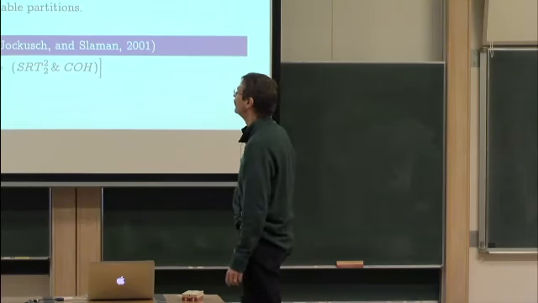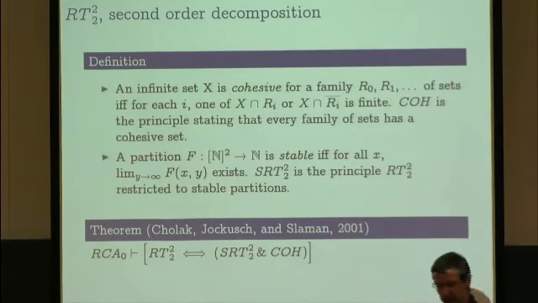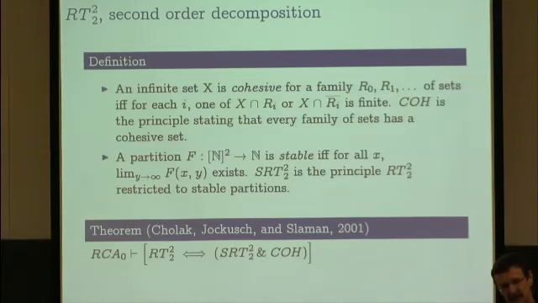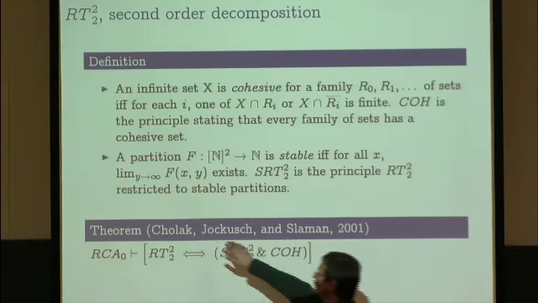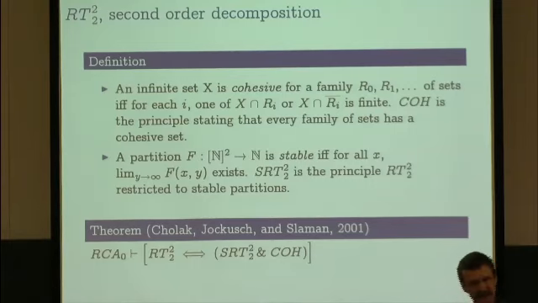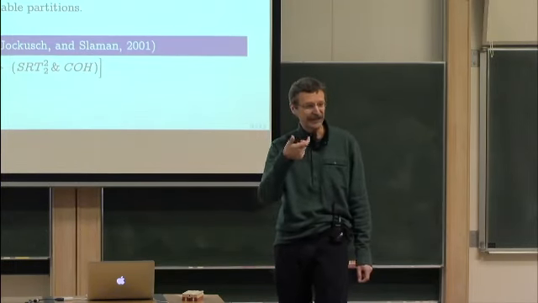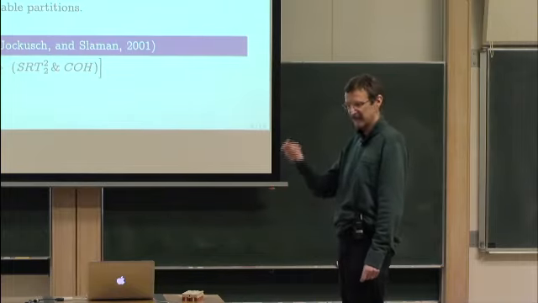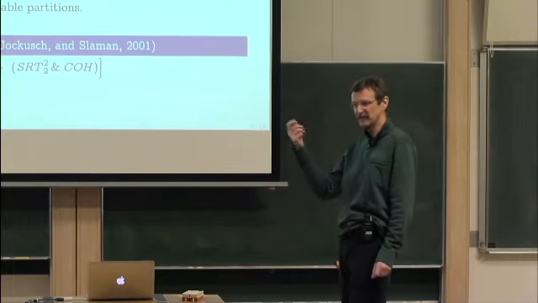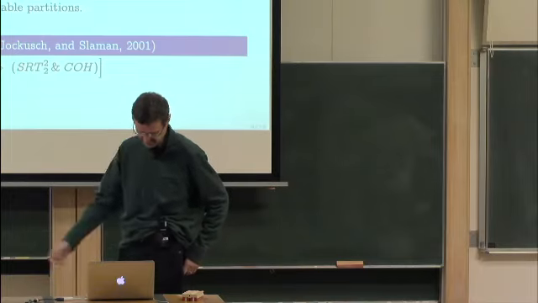Easy enough to show. Okay, a partition. A partition is stable if for every X, the partition eventually settles on where the pairs that start with X lie. So if I think of the partition as a coloring of edges, all but finitely many of the edges that come out of X have the same color. So that's a stable partition.